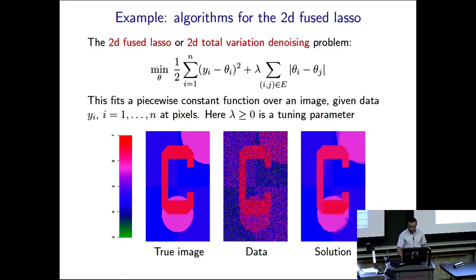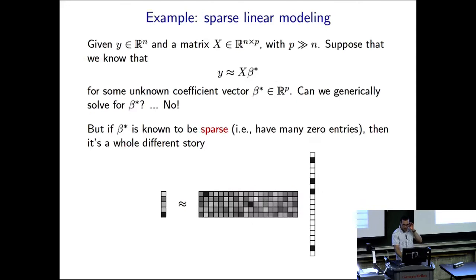Let me now give you an example of the second thing, which is how an optimization view can provide us with an interesting level of statistical understanding that we didn't have before. This is an example in sparse linear modeling. Probably a lot of people are familiar with this if you've taken basic ML classes or high dimensional statistics classes.